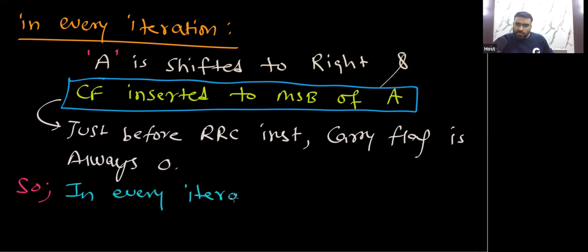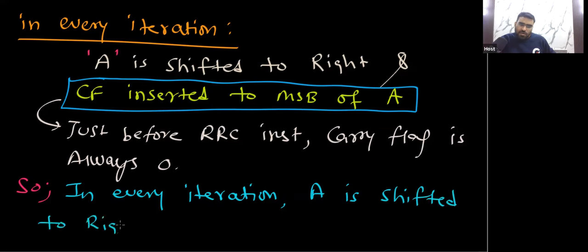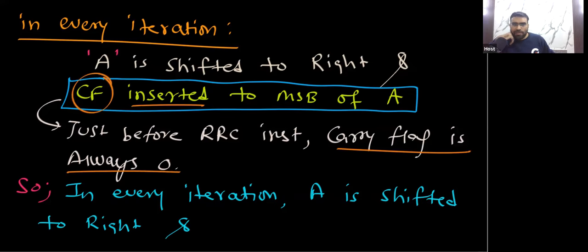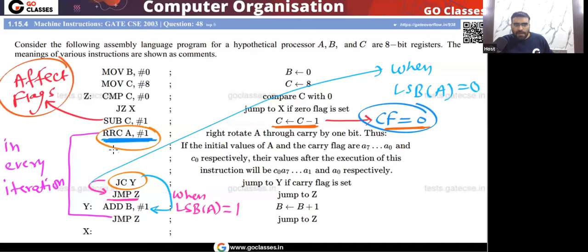In every iteration A is shifted to the right, and zeros are inserted because the carry flag is always 0. You are inserting the carry flag to the MSB of A in this RRC instruction, but the carry flag is always 0 just before the RRC instruction, because of this subtraction instruction. This subtraction instruction will affect the flags.